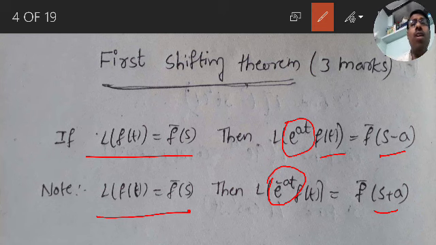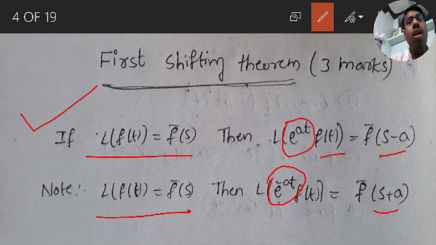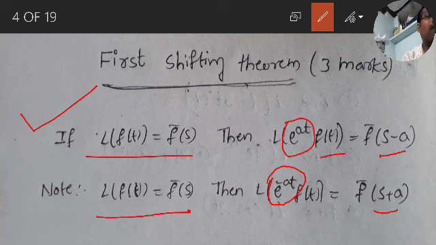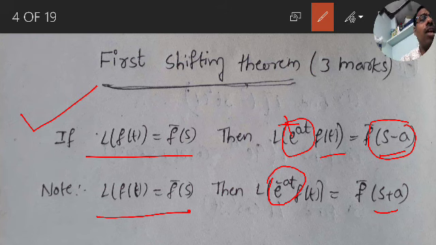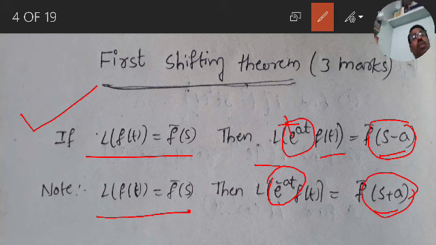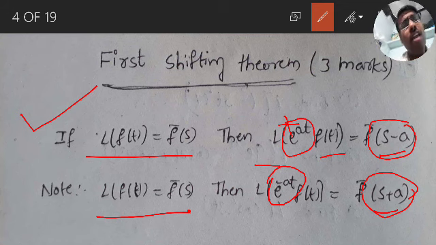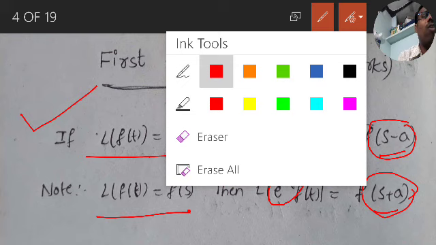Let me repeat one more time. If L of f of t is equal to f bar of s, then L of e power of at into f of t is equal to f bar of s minus a. In place of s, you have to write s minus a if it is multiplied by e power of at plus. Here it is e power of minus at, so minus, then it will be s plus a. So for plus, s minus a, for minus, it is s plus a, same as in the formula L of e power of at is 1 by s minus a, L of e power of minus at is 1 by s plus a. So this is our first shifting theorem.